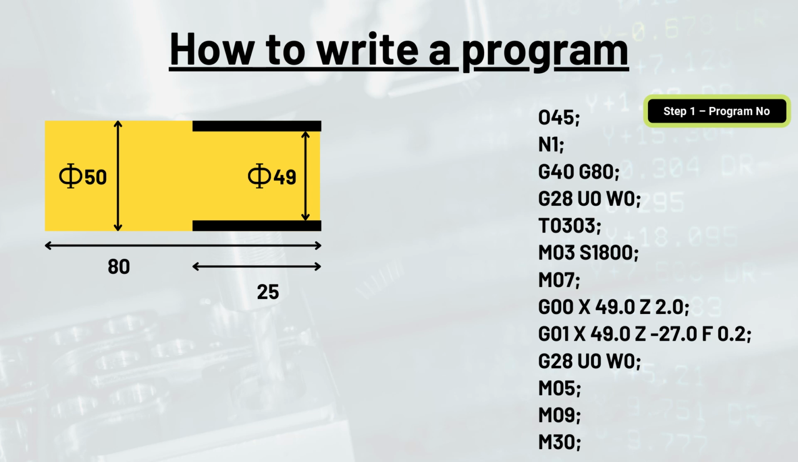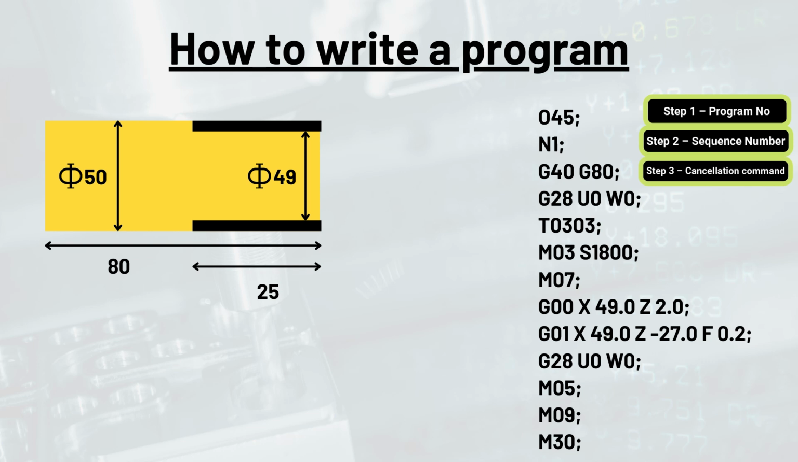The next step is providing the sequence number. In this step, we provide sequence number to the program. If for one particular operation we need different tools, we need a sequence for the same. Let's say N1 is the sequence for one sequence.